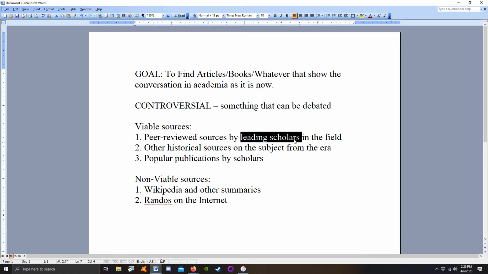By leading scholars, I mean the people who are driving the conversation forward. The people who everyone is talking about. Most of the time, these are probably major head honcho professors at major institutions, like huge research universities or the Ivy Leagues. They have a huge reputation in their field. Everybody knows their name. Everybody knows their work. Everybody talks about their work.